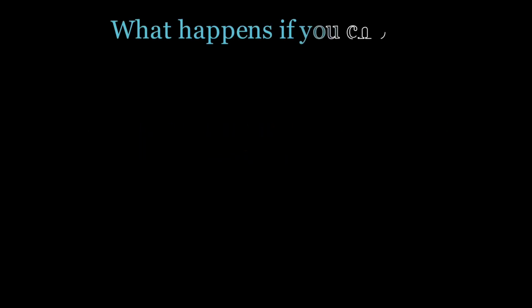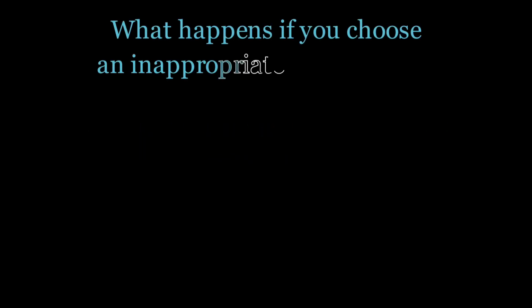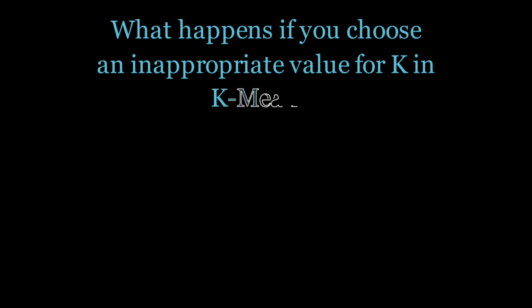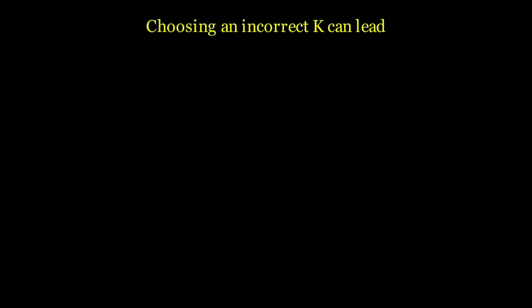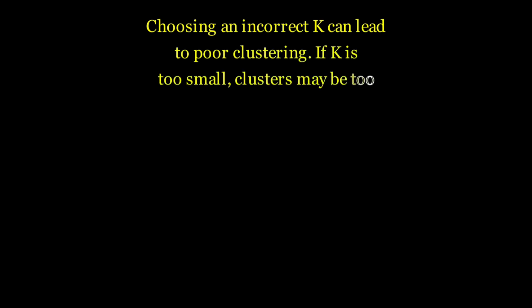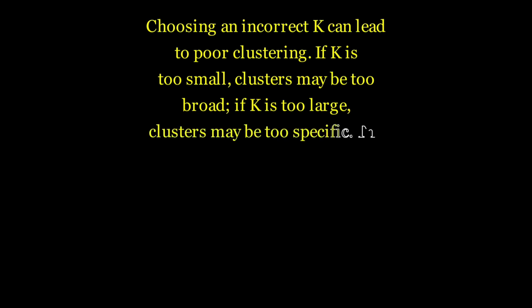What happens if you choose an inappropriate value for K in K-means? Choosing an incorrect K can lead to poor clustering. If K is too small, clusters may be too broad. If K is too large, clusters may be too specific. The elbow method can help find a reasonable K value.